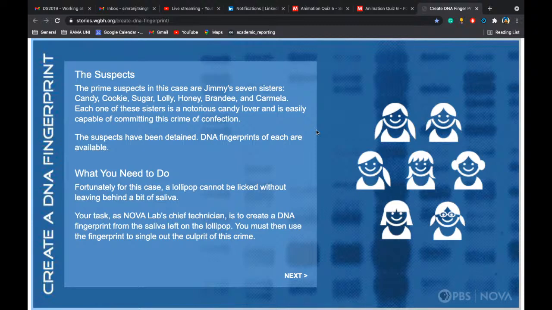So we need to go to the Nova Lab chief technician, and we need to give the lollipop, and we also need saliva from all these ladies, in order to find out who was the one who licked that lollipop.